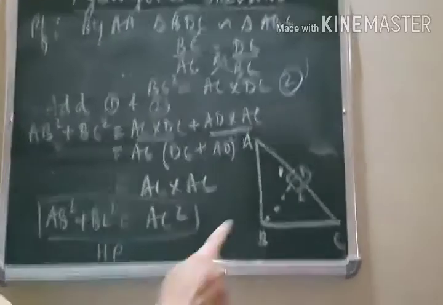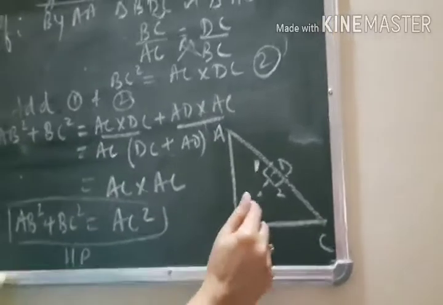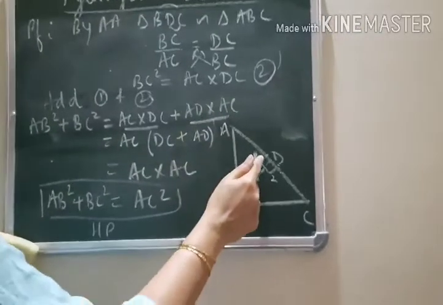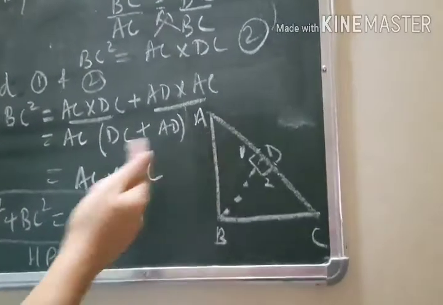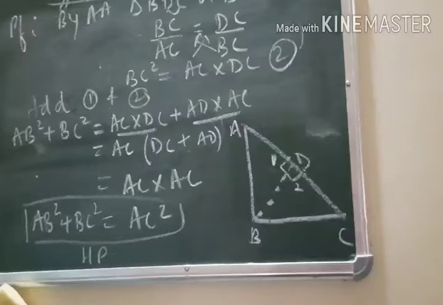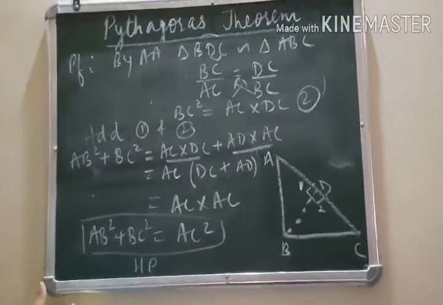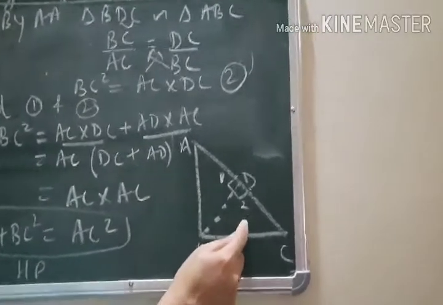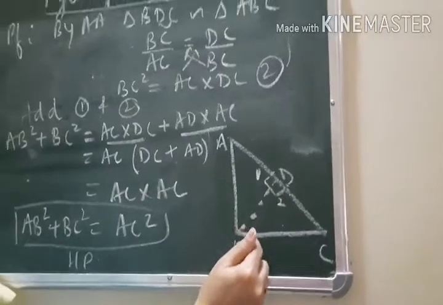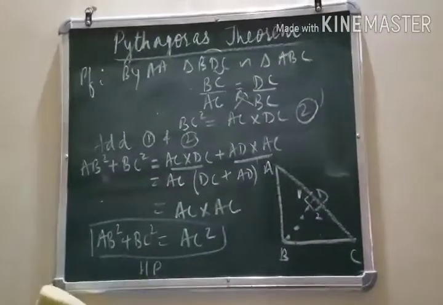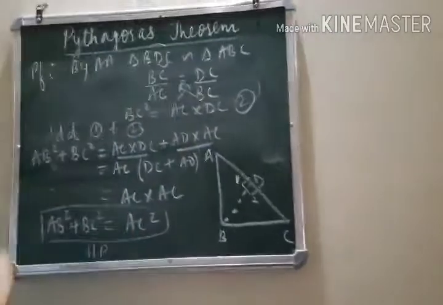For making them similar, angle 1 is 90 in the small triangle and angle B is 90 in the big triangle. So angle 1 is equal to angle B, both 90 degrees. Then angle A is common in both. So by AA, triangles are similar. When your triangles are similar, you write corresponding sides proportional. Then take the lower smaller triangle and the complete triangle. There also angle 2 is equal to angle B and angle C is common. So again by AA, triangles are similar and we have written corresponding sides proportional.